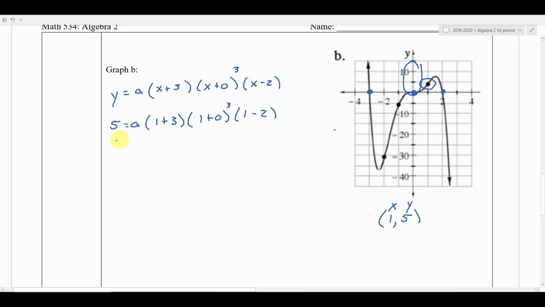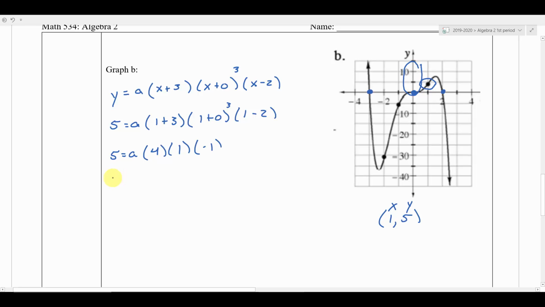So I'm going to go ahead and start simplifying a little bit, just like I did last time. So I'll have 5 equals a. First parenthesis, when I do 1 plus 3, I'll get a 4. 1 plus 0 is 1. Right? And then 1 to the third power is just 1, right? So that whole thing, even though it had an exponent of 3 on it, still just ends up being 1. And then over here, this is going to be 1 minus 2, so that'll be -1.